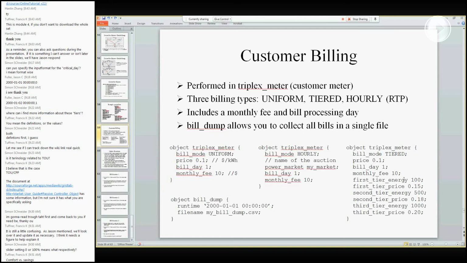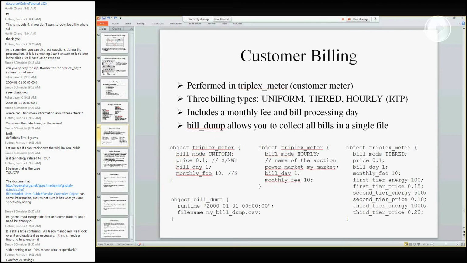Once you hit 100 kilowatt hours, you will start paying 15 cents. Once you hit 500, you'll start paying this. Once you hit 1,000, then you start paying 20 cents a kilowatt hour. So it's just your standard block rates type of idea. So this is what we use for flat billing. This is what we use for our kind of block ratings.